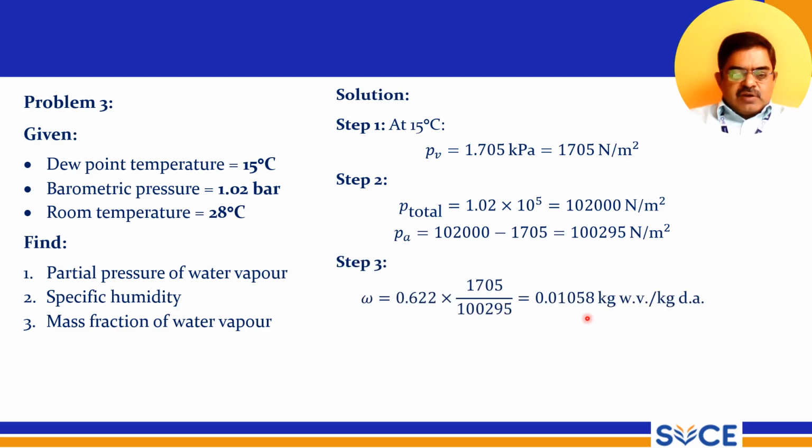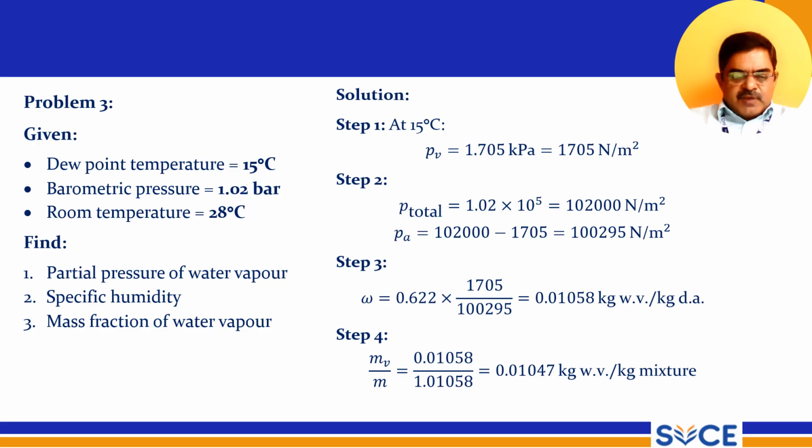So step 3, we can find out specific humidity: 0.622 into 1705 divided by the pressure PA. So PA, that is 100,295. So we can find out the specific humidity, 0.01058 kg of water vapor per kg of dry air. So that is the omega.